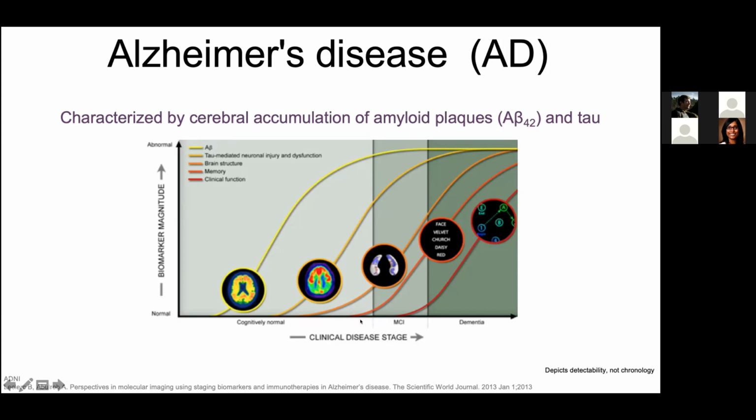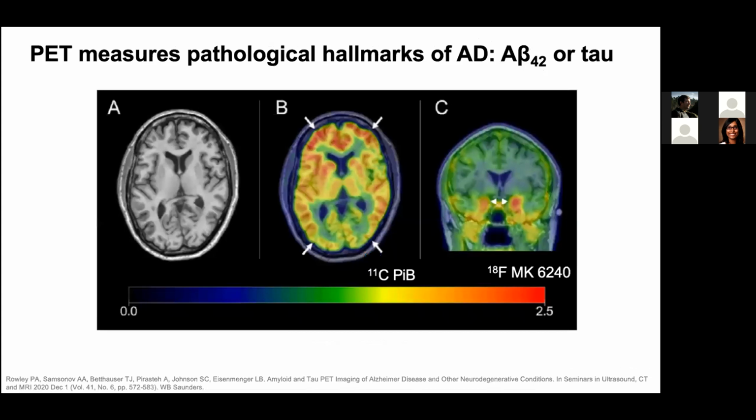If you think of MRI, MRI comes in here at this MCI stage. It is quite late, like the Alzheimer's processes have started much before that. And Tom did allude to that a little bit. And I'll just spend a second here. PET measures the pathological hallmarks of AD, A beta 42 and tau.